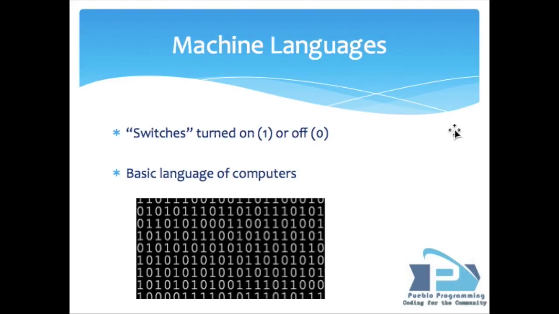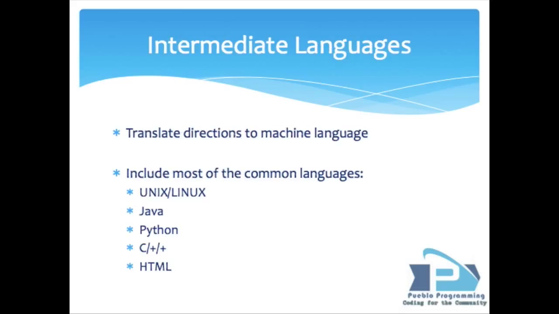So machine languages are basically ones and zeros. You turn switches on, you turn switches off. 1 equals on, 0 equals off. And it's a basic language of computers. Down here you have an example of a machine language. You're going to see zeros and ones. That's how the computer interacts, how the computer talks to itself, basically.